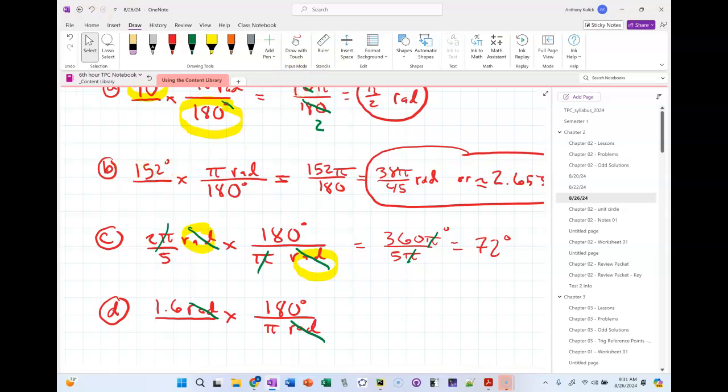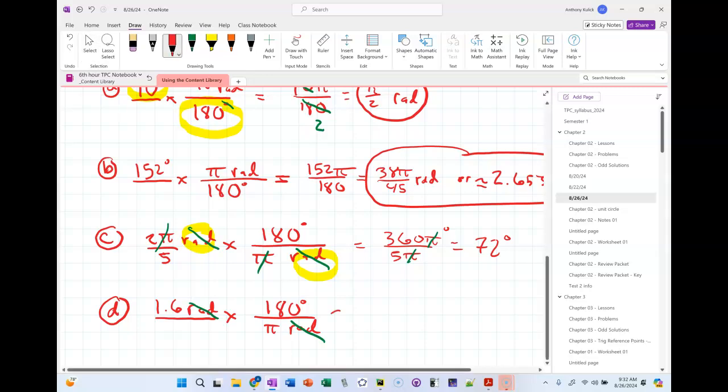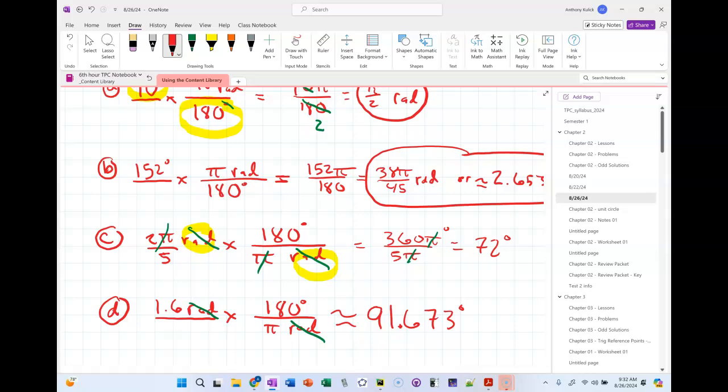If I type this into my calculator, I should get about 91.673. If you want to type that into your calculator alongside, just to double check me, you're welcome to do so. Or if you're like, ooh, how would I even type that into my calculator? I can show you on the screen the most effective way of typing this. If you're interested, if not, that's okay.